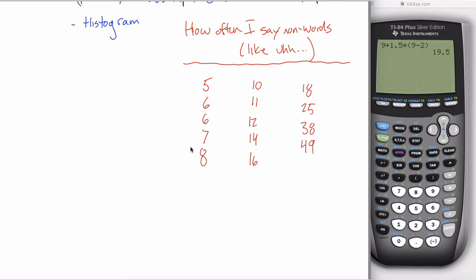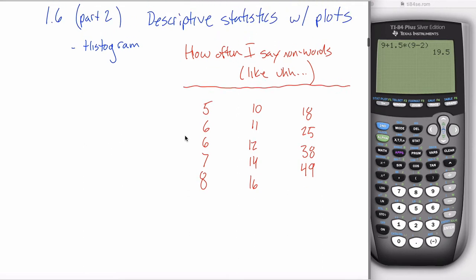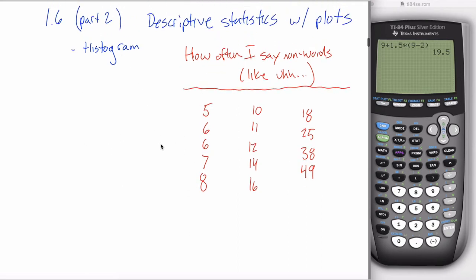Well, we already know a lot of ways to summarize this data, a lot of numeric measures from 1.6 part 1. But maybe you don't want a numeric measure. Maybe you want a picture. Maybe a numeric measure is too incomplete. You don't just want to know aspects of this data. You really want a picture of the entire set of data. Well, one way you could do that is by creating a histogram.